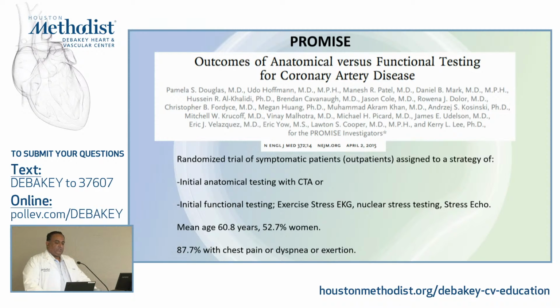So moving on to the PROMISE trial, which was an outpatient trial in the community setting at, I think, 194 sites across the US. Large trial, 10,000 total patients, roughly 5,000 in each arm. And the patients were assigned to an initial anatomical strategy with a coronary CTA or functional testing, which could be an exercise stress EKG, a nuclear stress test, or a stress echo. And the majority of the patients had symptoms of either chest pain or dyspnea on exertion. So these are patients coming to any clinic: primary care clinics, family medicine clinics, cardiology clinics, other subspecialty clinics.